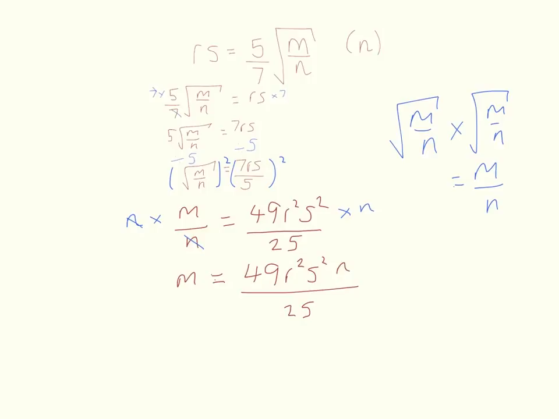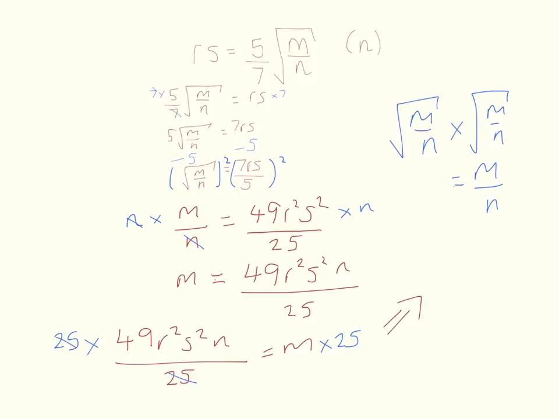Okay, I'm just going to rewrite this the other way around because I've now got n on the top. So 49 r squared s squared n over 25 equals m. We want to get rid of this fraction, so multiply both sides by 25. I'm just going to do more working up here. So 49 r squared s squared n equals 25m.